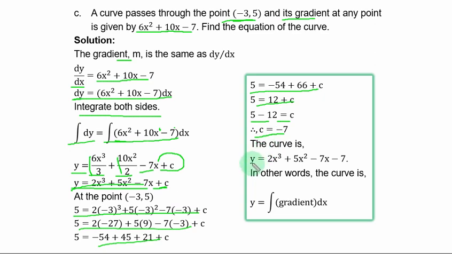The curve is y equal to 2s cubed plus 5s squared minus 7s plus c, which is now minus 7. Alternatively, if you want to get the curve, you can use this simple rule. That is y equal to the integral of the gradient function, followed by ds.